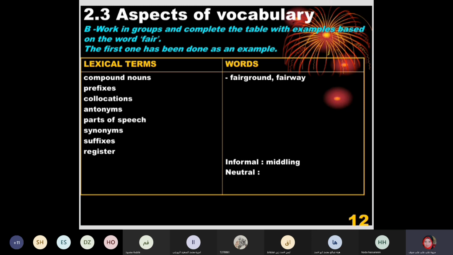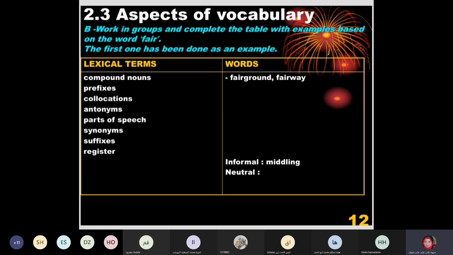But neutral register means that there are certain expressions or words that can be used in either way. They can be used in formal situations and in informal situations. They can replace a word in the formal style, or we can use it in an informal style. It can go both ways.